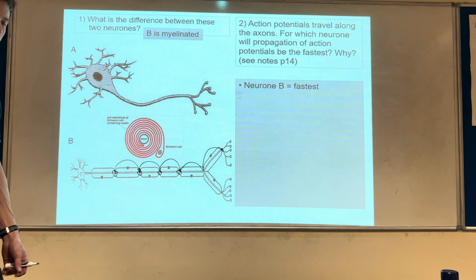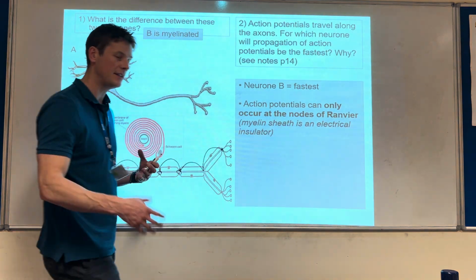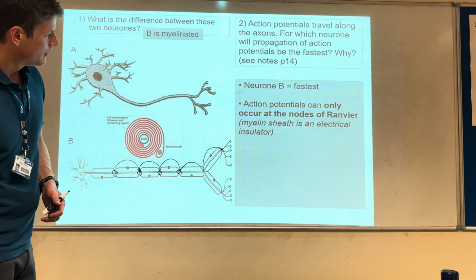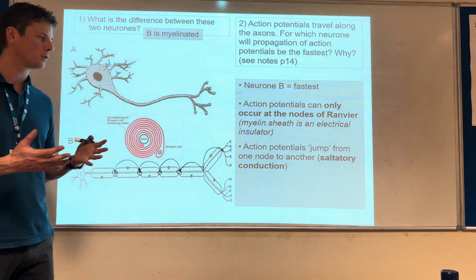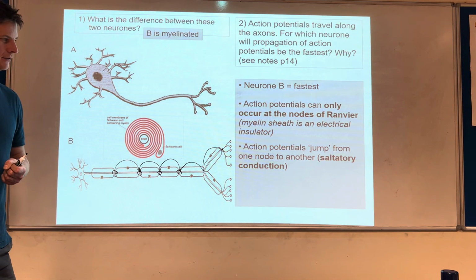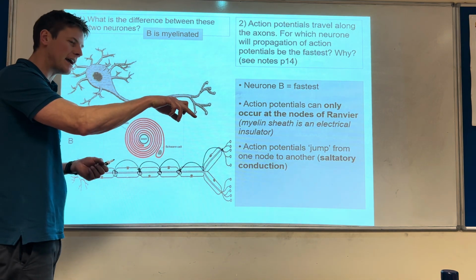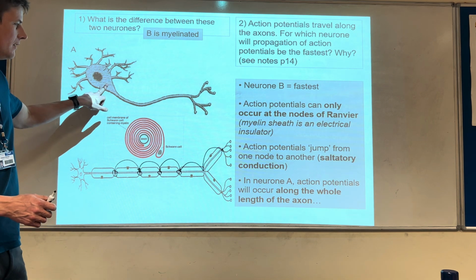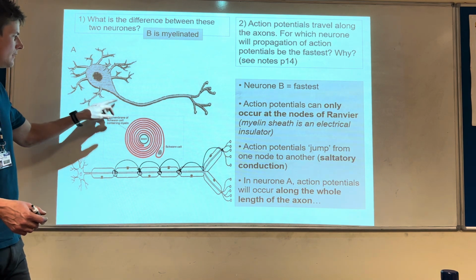Okay, so neuron B will have the fastest transmission. The action potentials only occur at the nodes of Ranvier, and this is the terminology we need to use in the exam. The action potentials jump from node to node. This is called saltatory conduction, meaning it jumps from one node to the next. Whereas in neuron A, action potentials will have to occur along the whole length of the axon, which is going to take much longer.